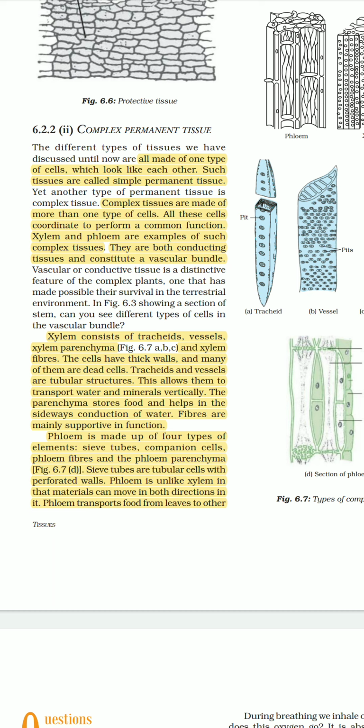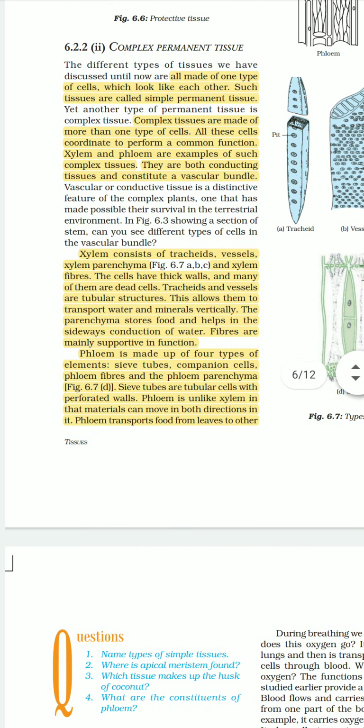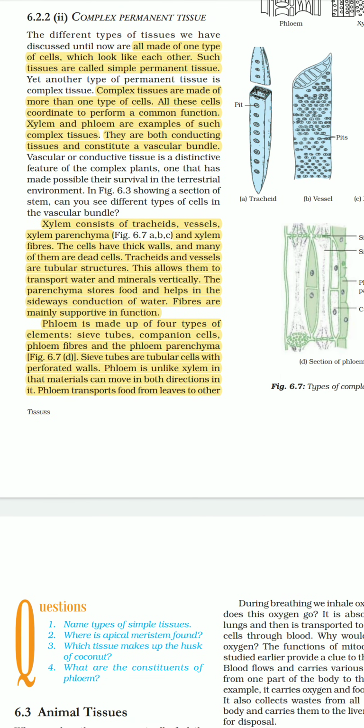The parenchyma stores food and helps in the sideways conduction of water. Sideways, the lateral conduction, they help in that as well, and they also help in the storage of food. This is the main function of parenchyma. Parenchymatous cells we have already studied, right? So that is why the work of parenchyma is the same, that it stores food. And fibers are mainly supportive in function, so they basically provide support to the plant. So these are the four main functions of the xylem tissues.